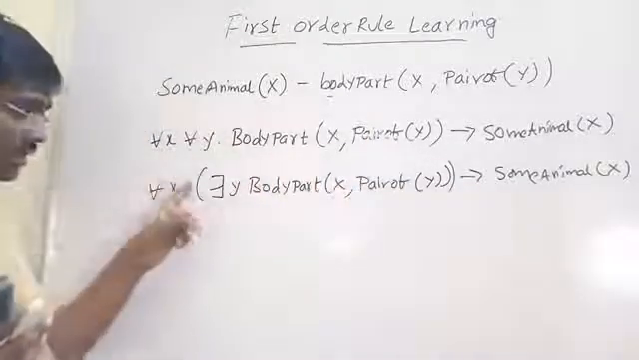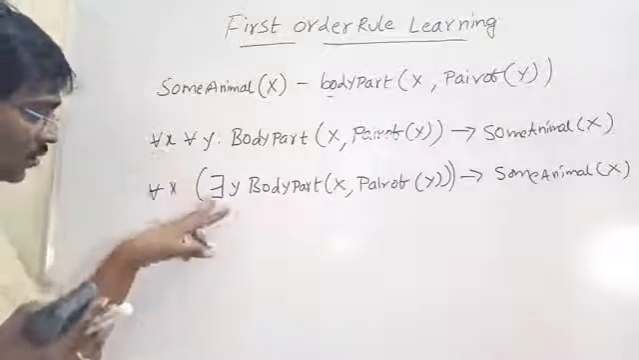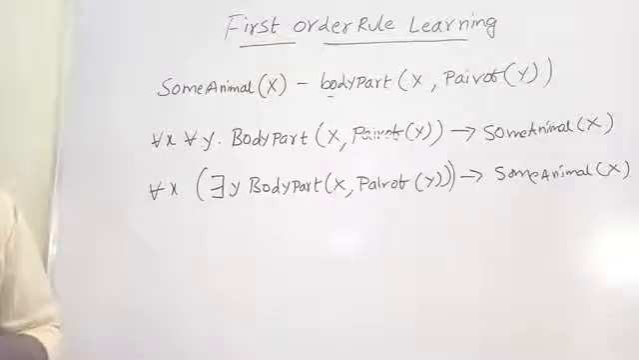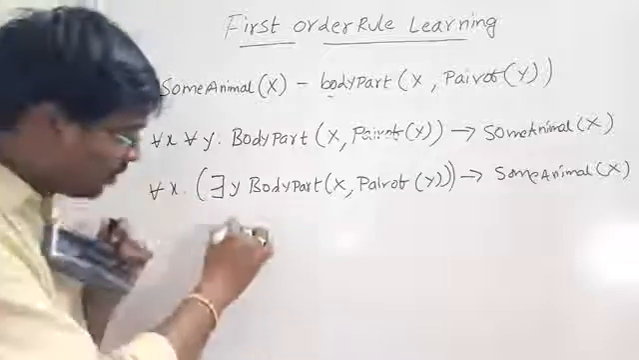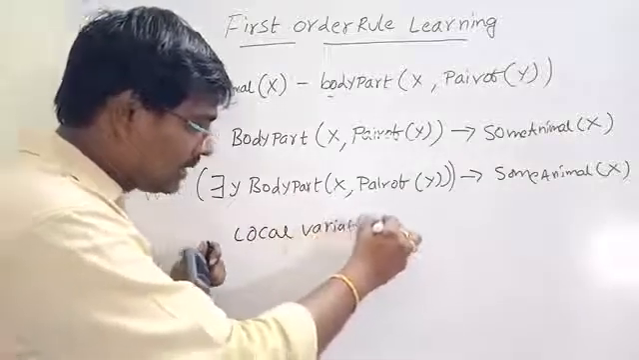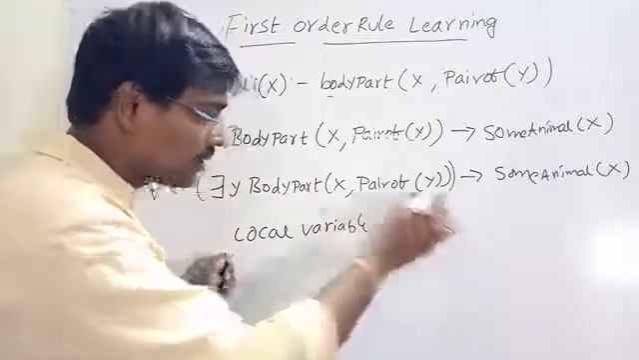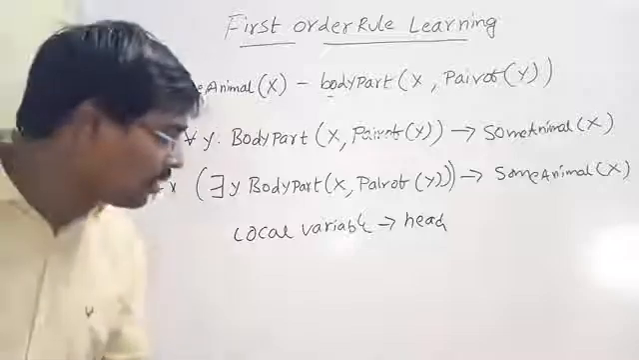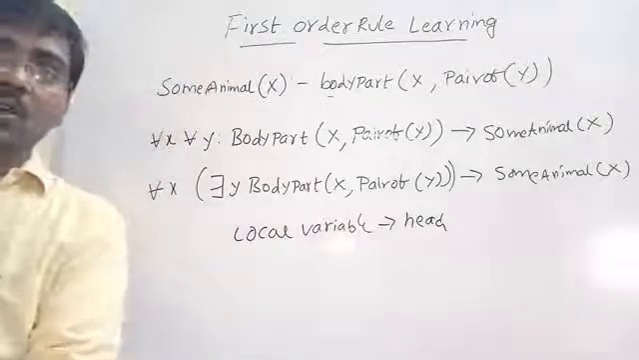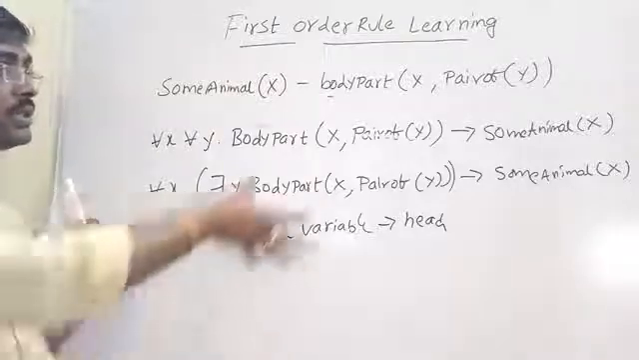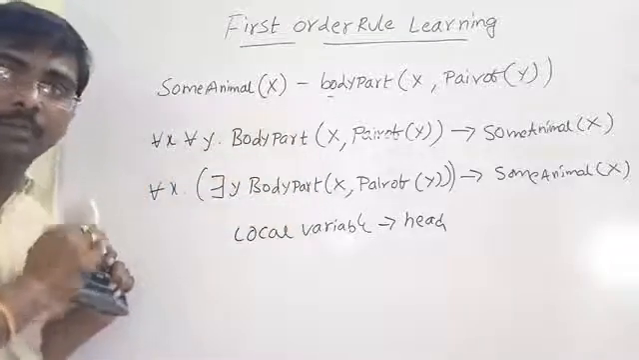Within this part only. That is, x is the universal quantifier. In this case, y is the existential quantifier. Suppose any variable is present inside the head only, that is, any variable that is present inside the head but not the body, that variable is called a local variable. Those types of variables are called local variables. This is the difference between the variables.